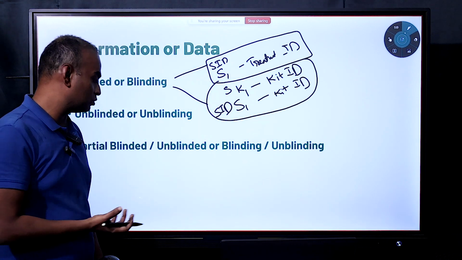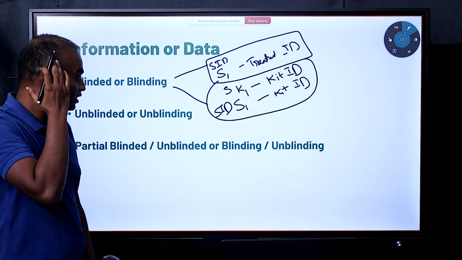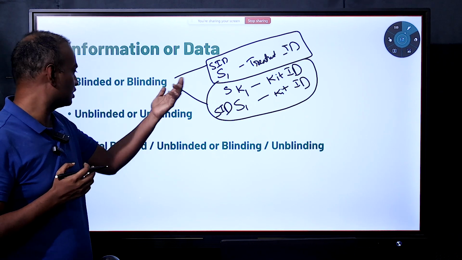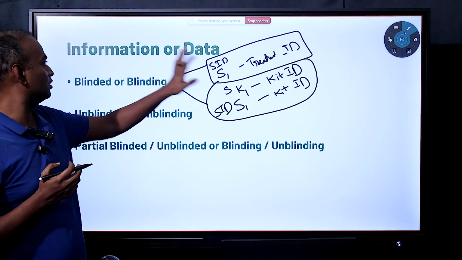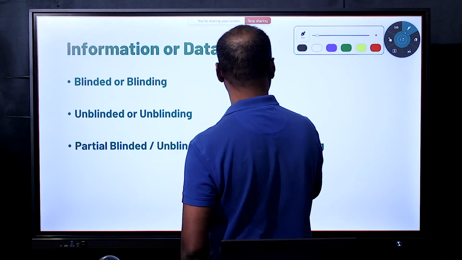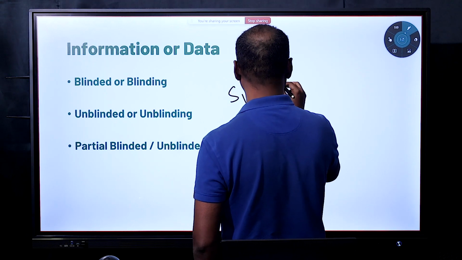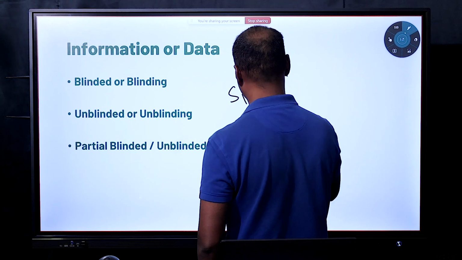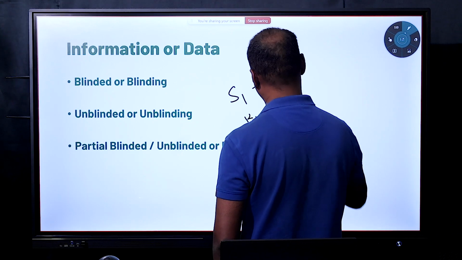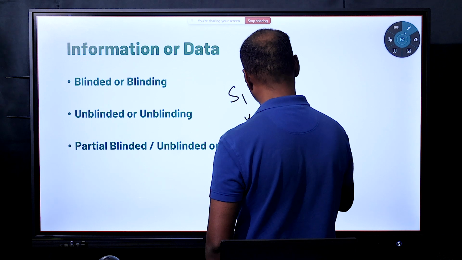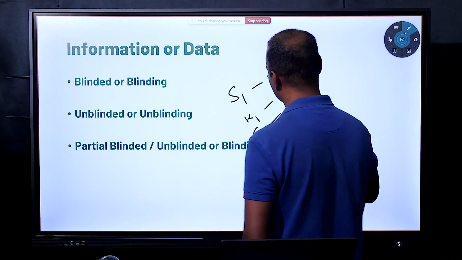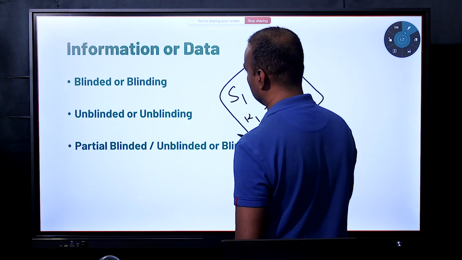If you understood what is blinding and what is unblinding, it is easy to understand. If you don't understand what is blinding and what is unblinding, you cannot understand what is blinding information or blinding data. In the same way, for subject 1, if the investigator knows the treatment group, or for a particular kit, if the investigator knows the kit type, or for particular subjects, if the investigator knows the kit type associated, all these scenarios come under unblinding.